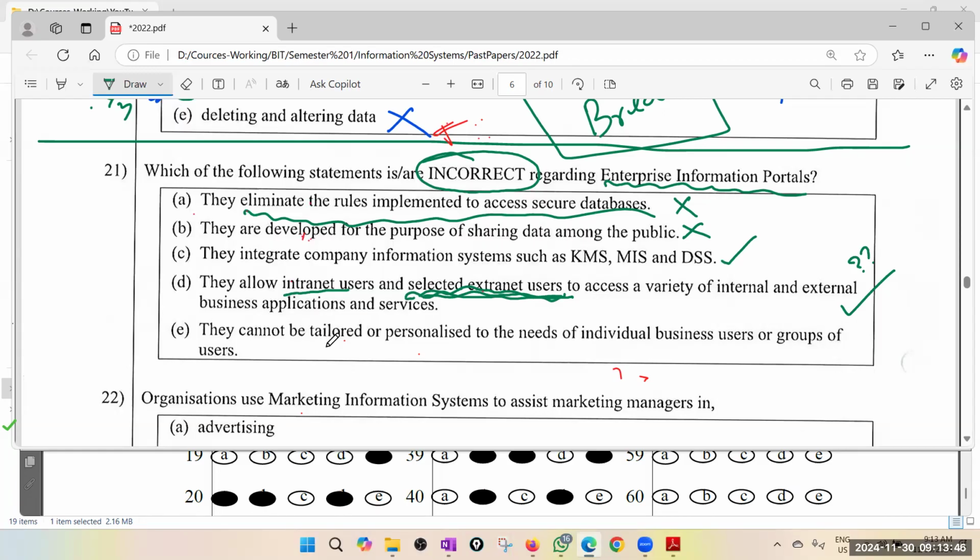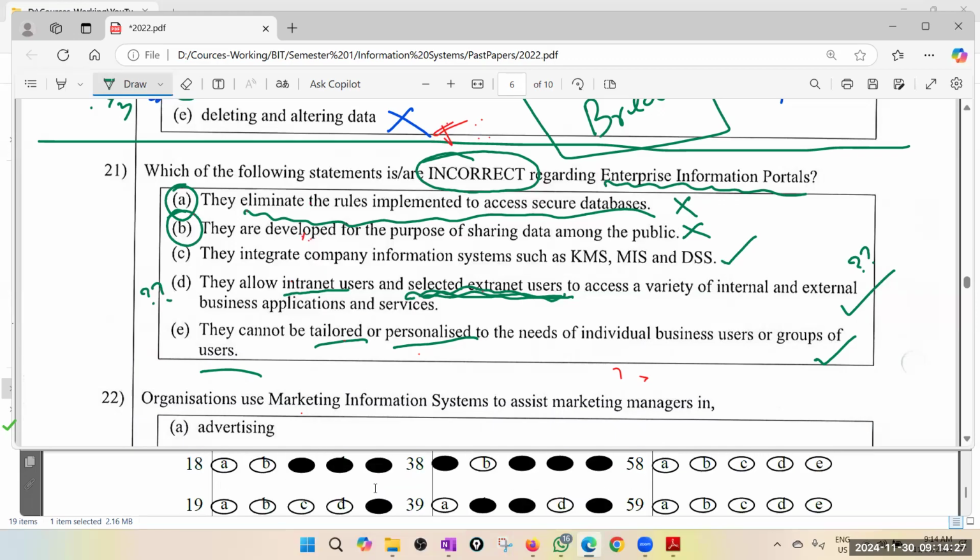They cannot be tailored or personalized to the needs of the individual business users or groups of users. Of course, enterprise information portals must be customized. That is why we call them portals. So you can decide which one you want to see, which one you don't want to see. Maybe you can customize your home page. So usually portals are customizable. So therefore I'll say yes. Then we are looking for the wrong answers. So I'll go for A and B as the wrong answers. Okay. D is a bit of a debatable thing, but I'll go for A and B only.